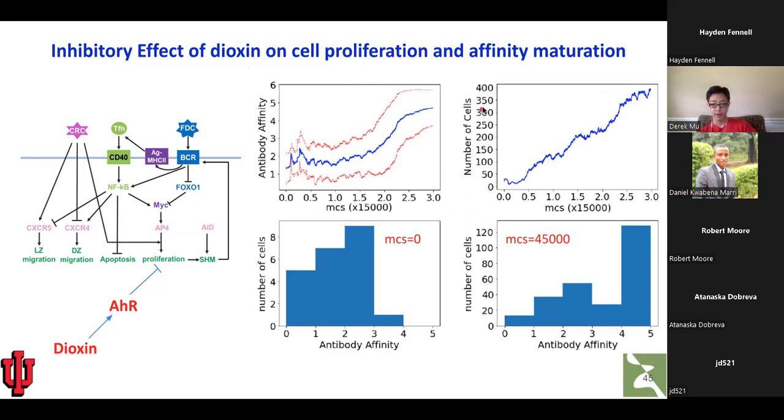So for one, there are fewer cells at the end of the simulation. And also there are way more low affinity cells compared to the normal simulation.